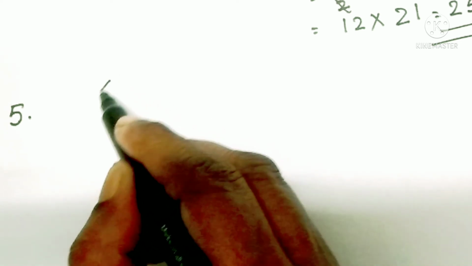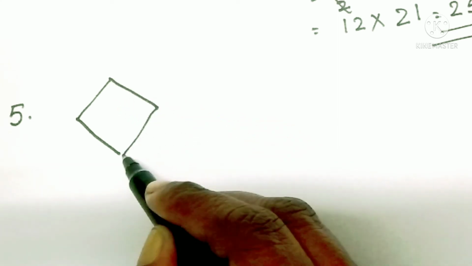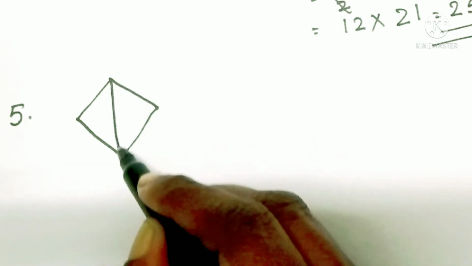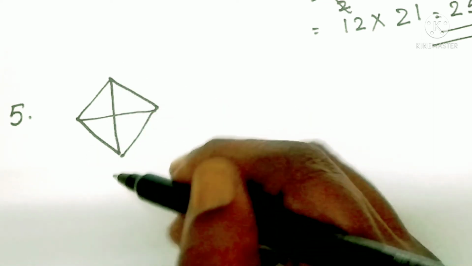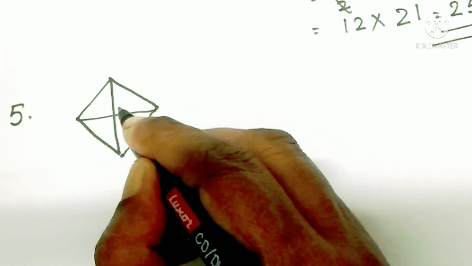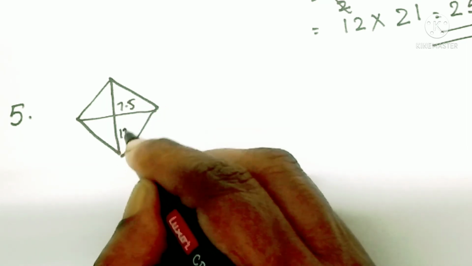Now let us see question number 5. Again, the diagonals of a rhombus are 7.5 centimeter and 12 centimeter. Find the area. It's a direct question. First you have to draw a rhombus. A rough figure will do. Whenever you get a sum, if you draw the rough figure, you will get an idea. See what all things are given. This is a rhombus. One diagonal is 7.5 and the other diagonal is 12 centimeter.